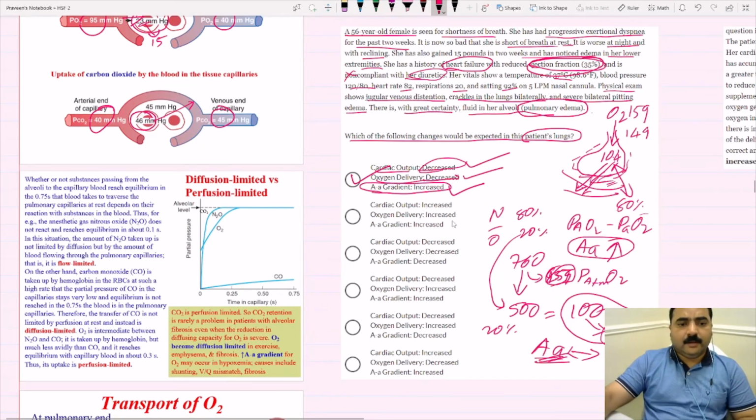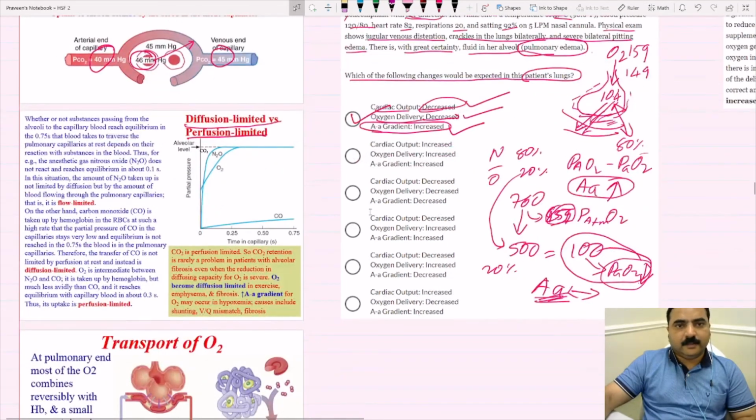Okay, so another concept that we want to discuss is about the diffusion limited versus perfusion limited gases. Remember over here, all the gases in our body are perfusion limited. That means if there is an alveoli and the blood is not coming over there, we cannot exchange that gas. Okay, that means it is perfusion limited. If there is a limitation to the perfusion, that gas is not able to go there. Perfusion limited is otherwise also called flow limited.